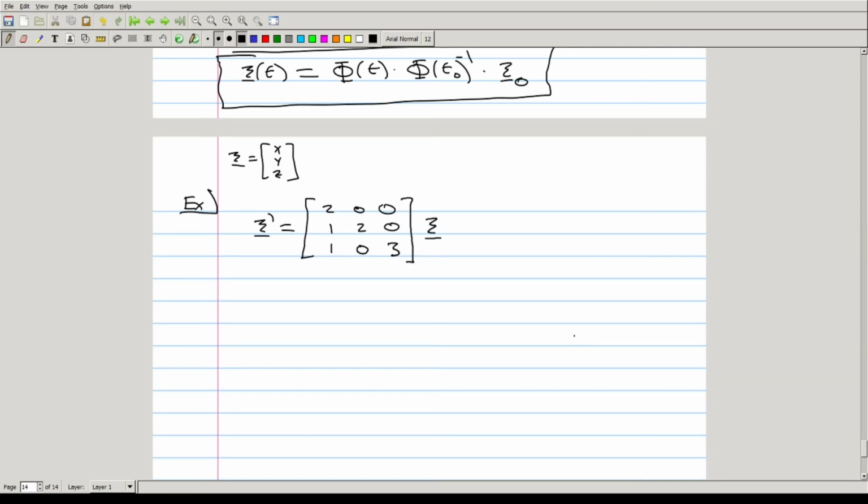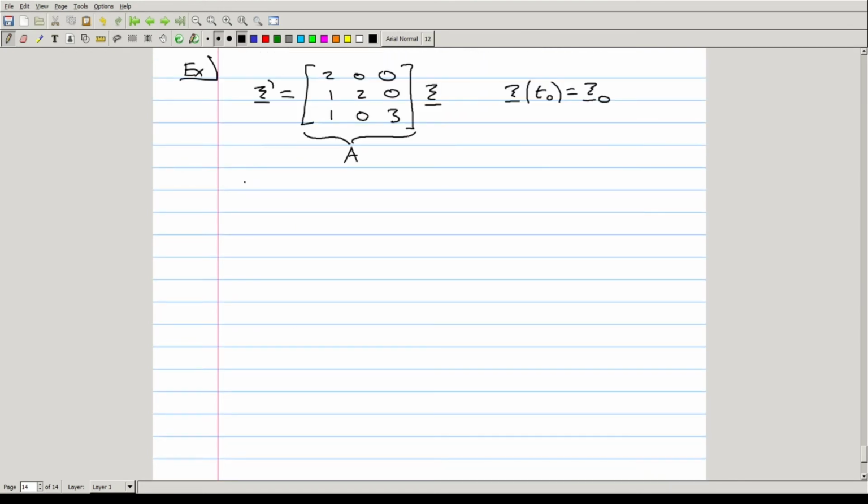Times I, for some initial condition, xi of t naught is equal to xi naught. So the coefficient matrix is A, and the characteristic polynomial, p of lambda, will be equal to the determinant of A minus lambda I, which in the case of a 3x3 matrix is a little bit more complicated to calculate.